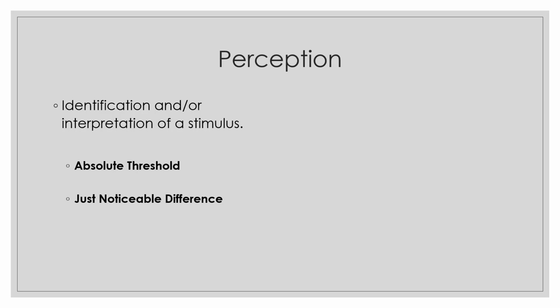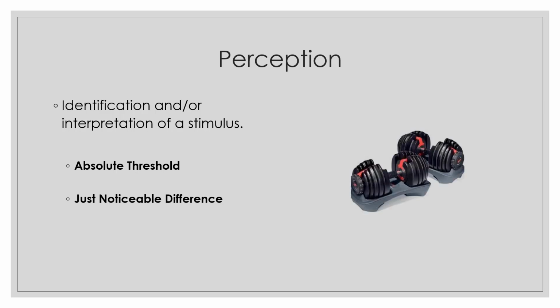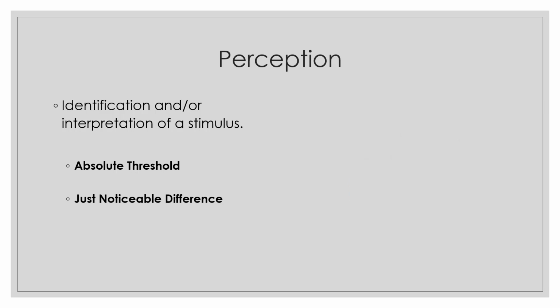I noticed that difference, right? So for example, it would probably be pretty difficult for you to tell the difference between a 50-pound weight and a 55-pound weight, right? Because they're both really, really heavy. However, if I give you a 1-pound weight and a 5-pound weight, you'd probably be able to differentiate between those two fairly easily. And that's what the just noticeable difference or difference threshold is all about.